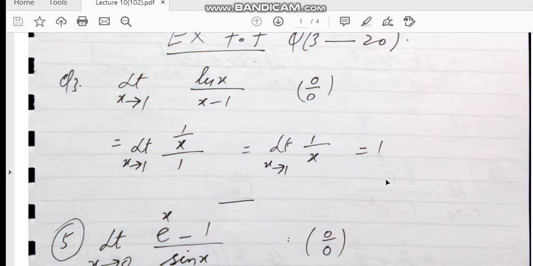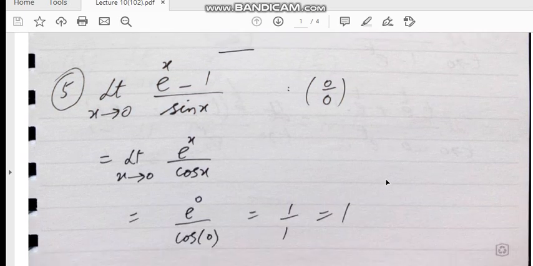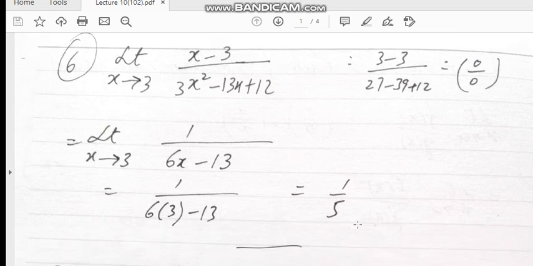In this question, if we apply x approaches 0, e raised to power 0 equals 1, 1 minus 1 is 0, sine 0 is again 0, so this one will be 0 over 0. So what we do, we take derivative of numerator e raised to power x, derivative will be e raised to power x, derivative of sine is cos, then limit, and this one will be the answer. If we put x approaches 3, the numerator will be 0, denominator will be 0. So we take derivative of numerator, that will be 1, and derivative of denominator will be 6x minus 30. Now when we apply the limit, the answer will be 1 over 5.